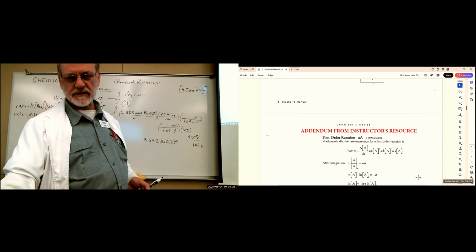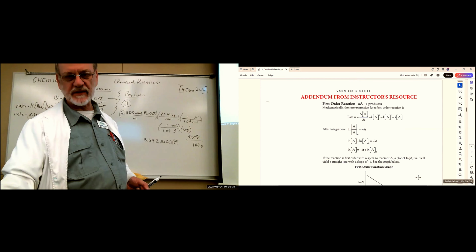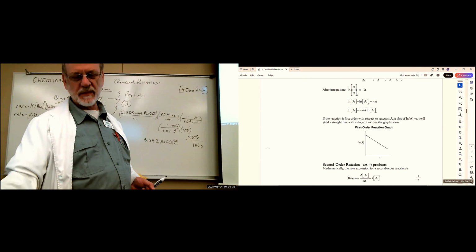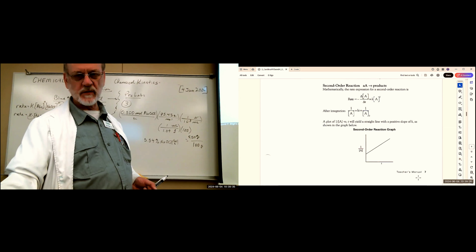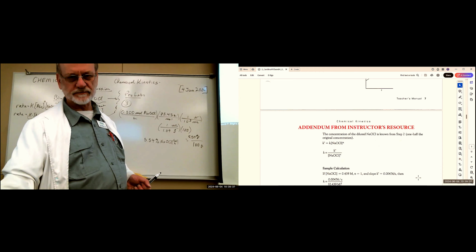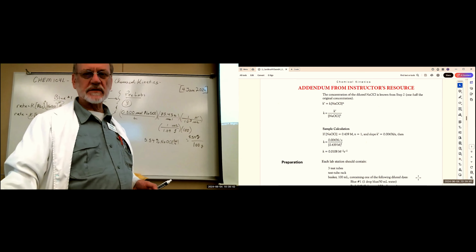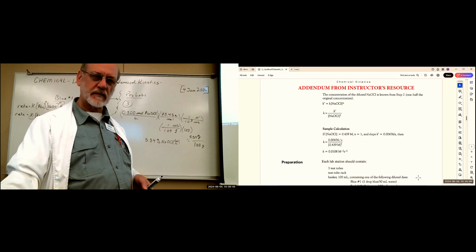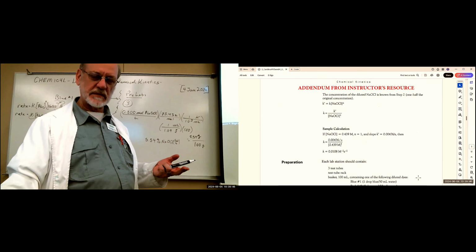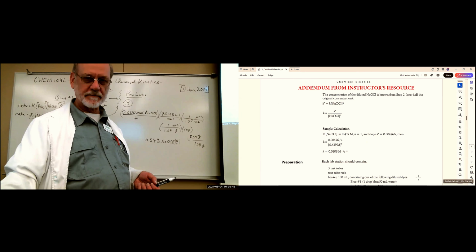Okay, this rehashes some things about zero, first, second order. This one talks about the pseudo rate constant.